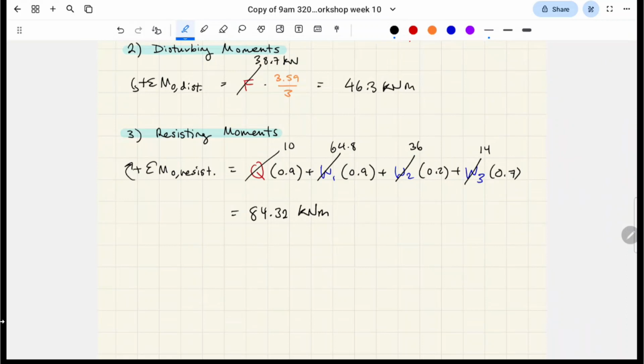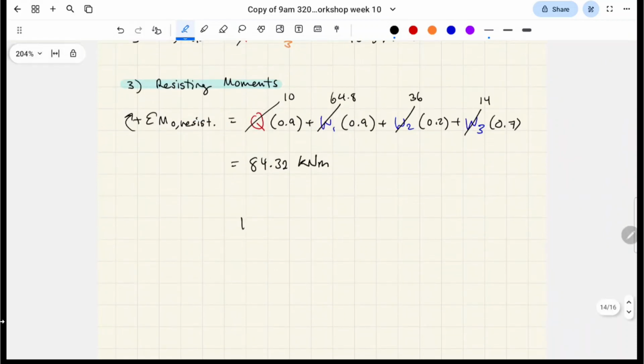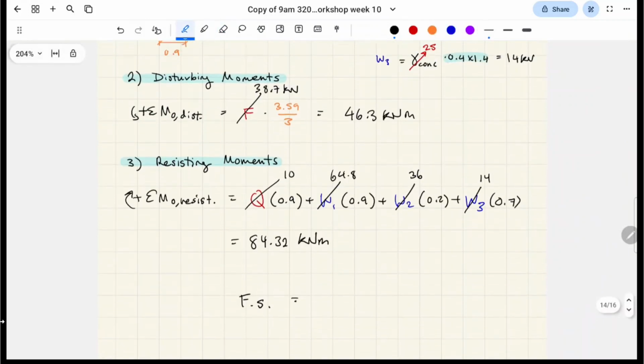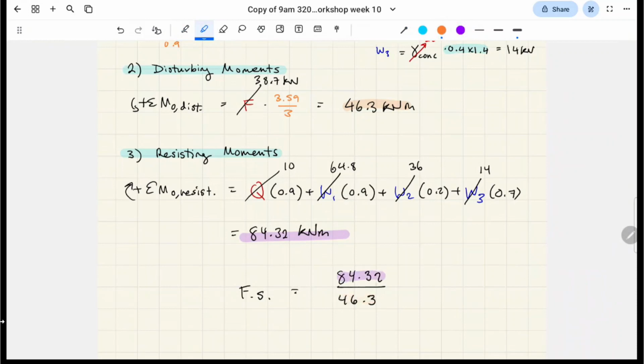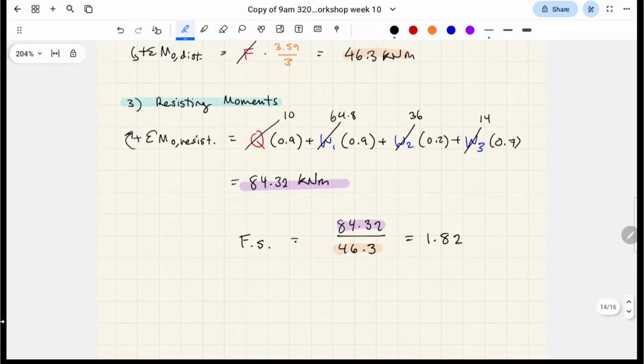Keep in mind we're still doing the global factor of safety method. So what that means is the factor of safety we have to calculate is the resisting moment divided by the disturbing moment, just like that. This gives us 1.82, okay?